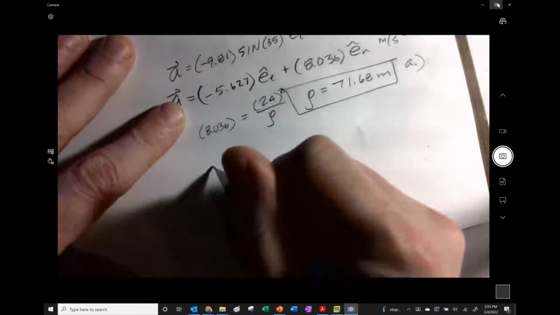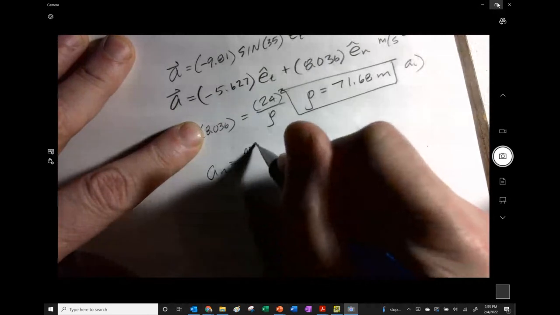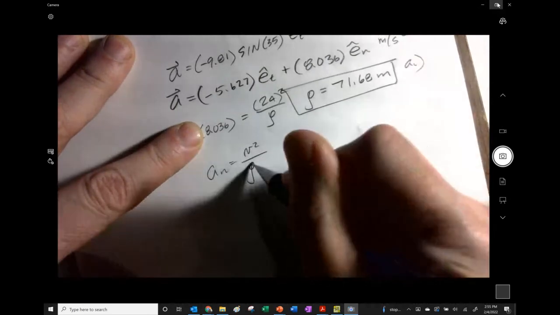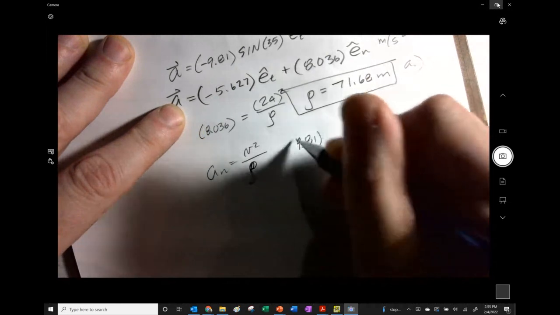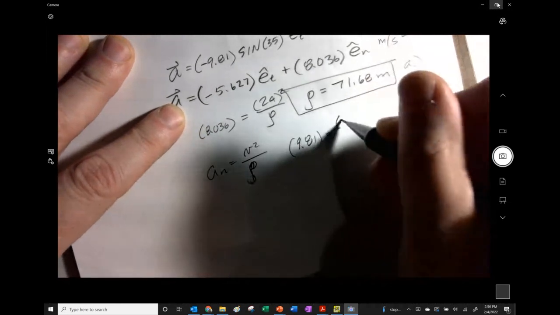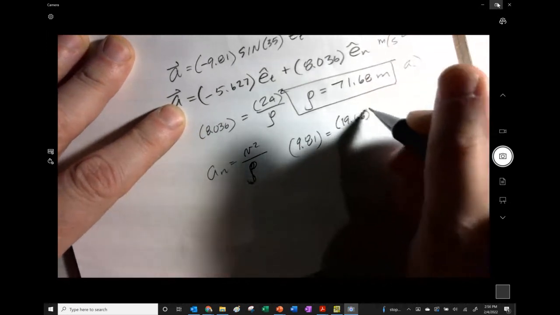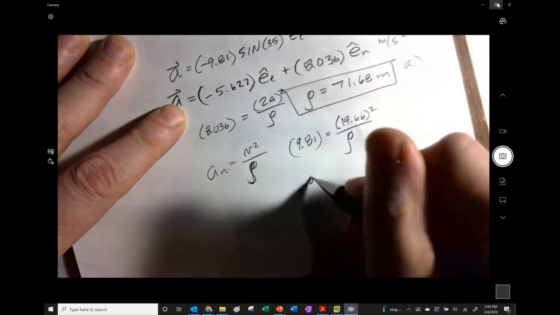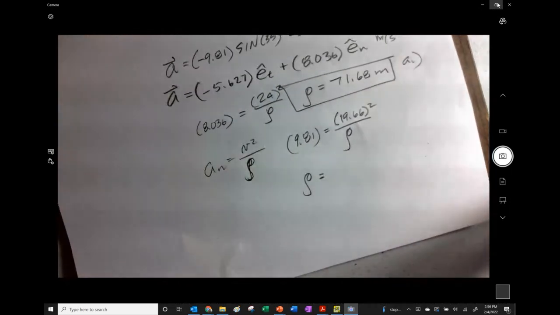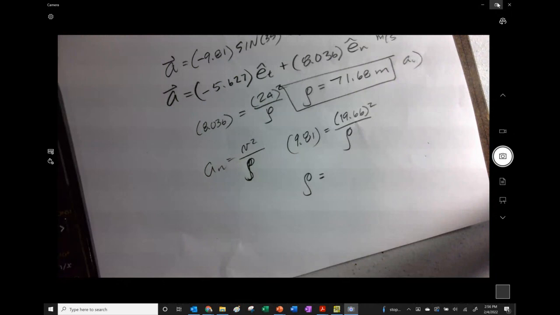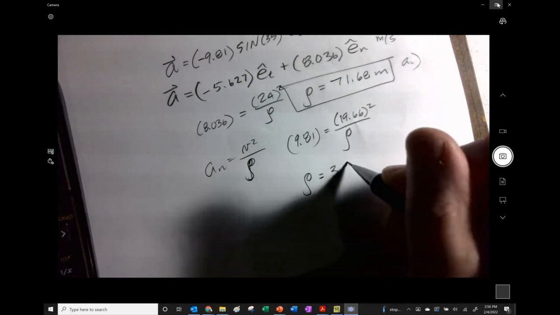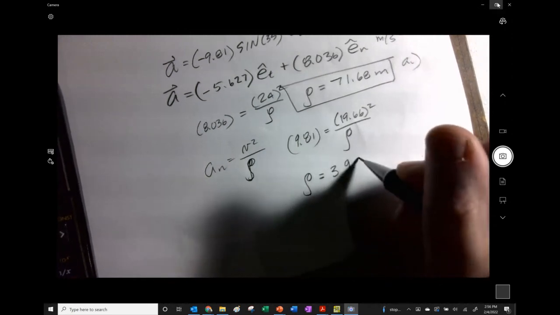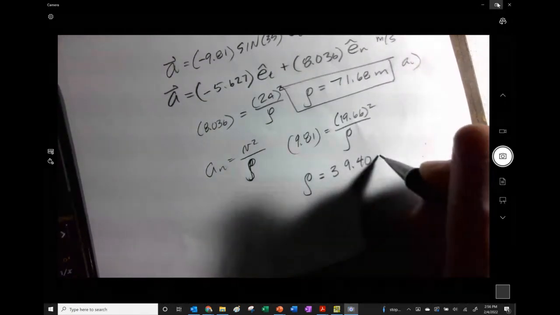So you have, once again, 9.81 is going to be equal to 19.66 squared over the radius of curvature. So the radius of curvature right there is, square that and divide by 9.81. And so now we have 39.40 meters.